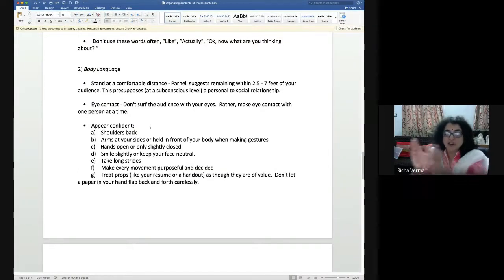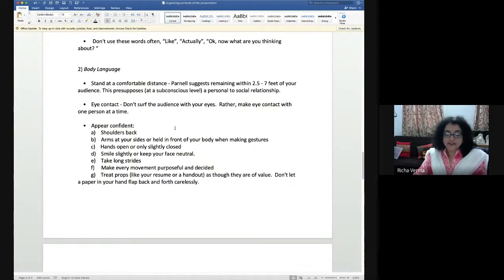If the content is not matching with the expression and your body language, then it does not create a very good impression on the audience. So we will see how your body language should be. The correct body language and the points are given here. First we will start with standing at a comfortable distance.